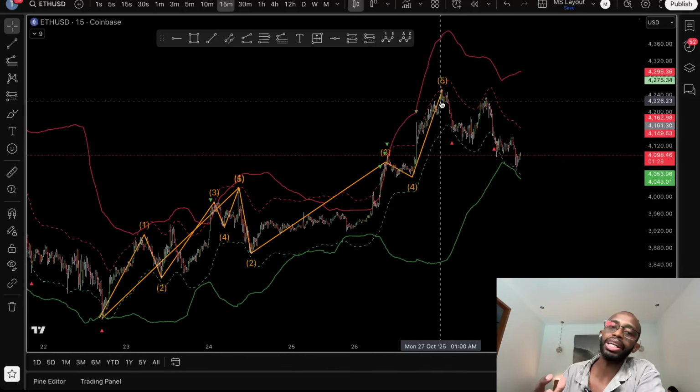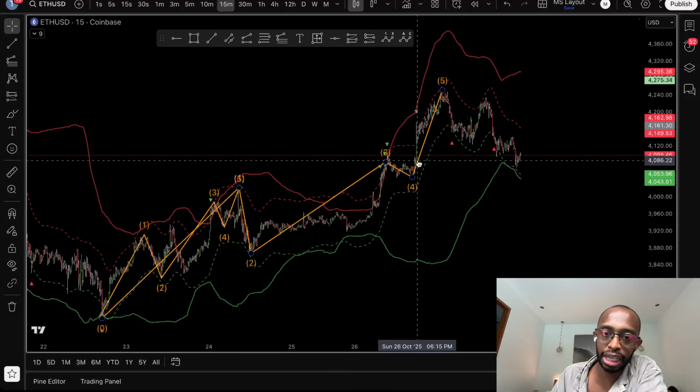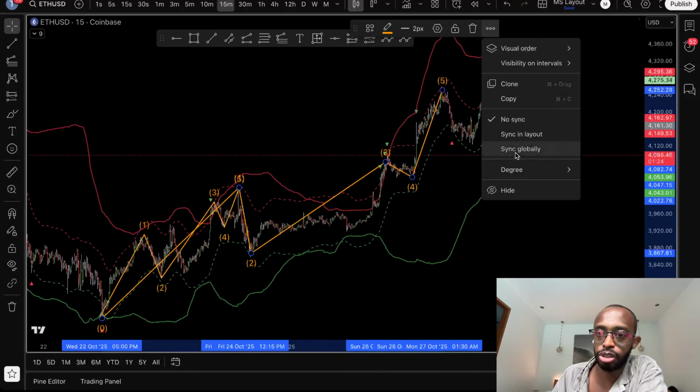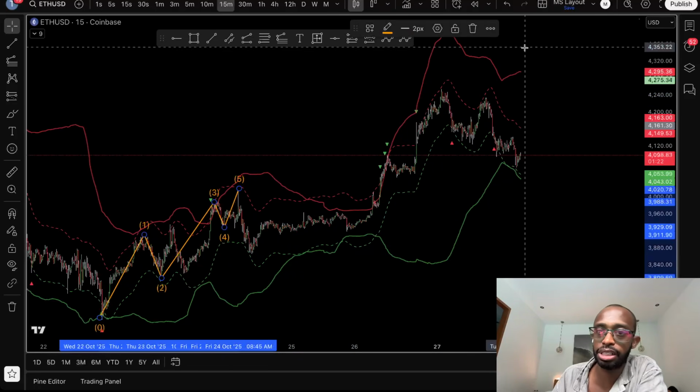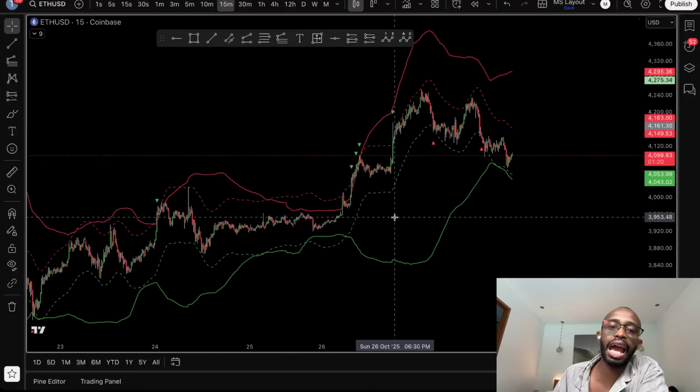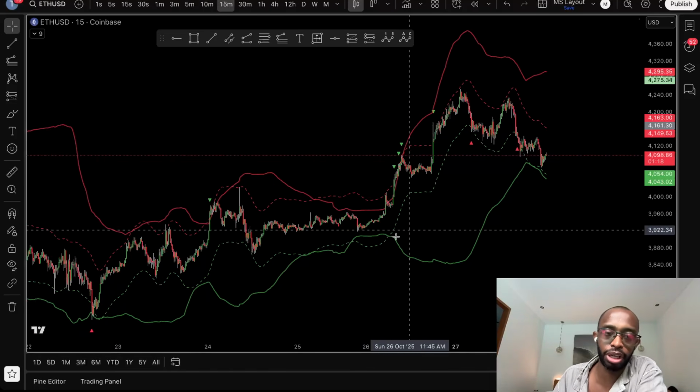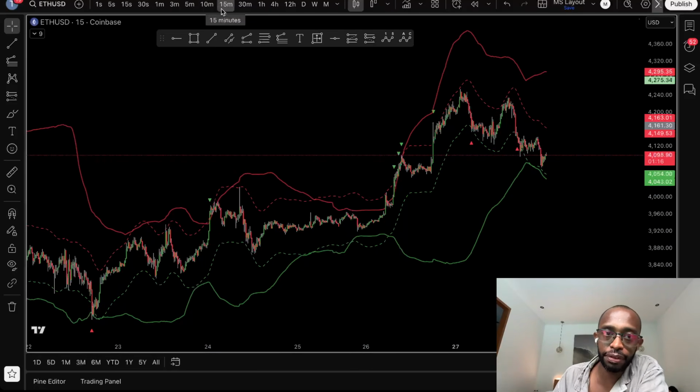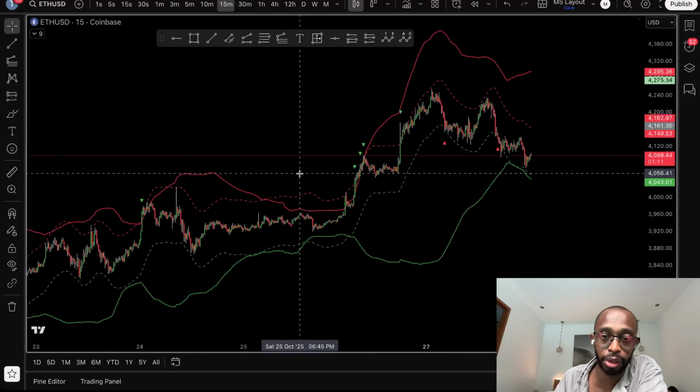Okay, so let's break down this strategy. Let's actually hide the Elliott waves because you don't necessarily need them for this. I just like having them because it's an extra layer of confluence. Okay, now we can see on here we're on the 15-minute. I usually use this on the 10 to 5, but it does work very well on the 15-minute.